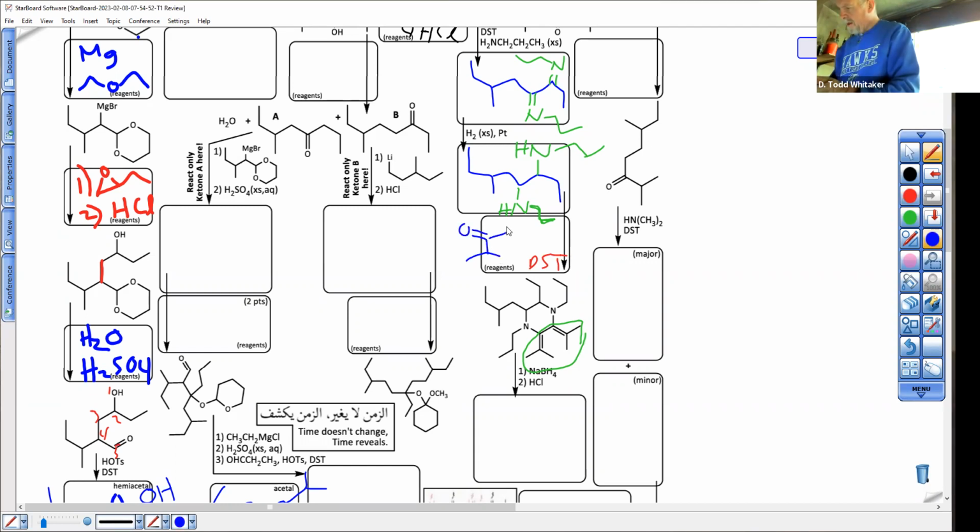And just make sure you got all the carbons you need. There you go. It's not very well drawn. It's supposed to be an oxygen. There we go. So it's a symmetrical diketone. If you're having trouble seeing it, it should be symmetrical. All the carbons are 1, 2, 3, 4, 5, 6, 7, 8.